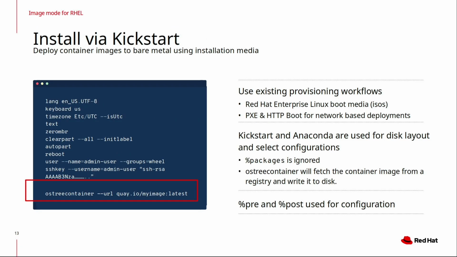I mentioned Kickstart. So again, I know a lot of people like to use Kickstart still. So if you want to switch away from package mode and build a system using a pre-built container image, we now have a new stanza called OS tree container, and you just pass it the URL of your registry with the container image and the tag that you want to pull down during the Anaconda install. If you have the %packages stanza in your kickstart, it's just going to ignore those if it sees OS tree, because OS tree will take precedence over that.